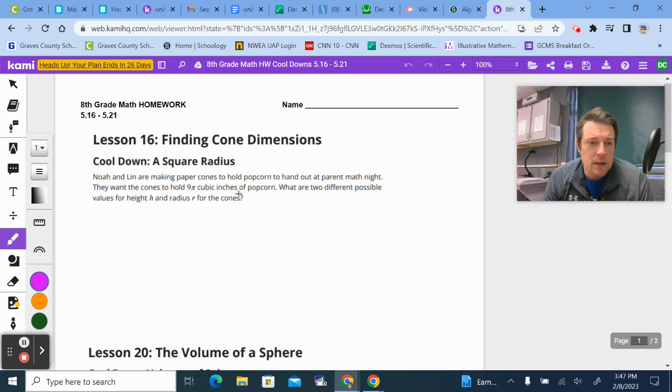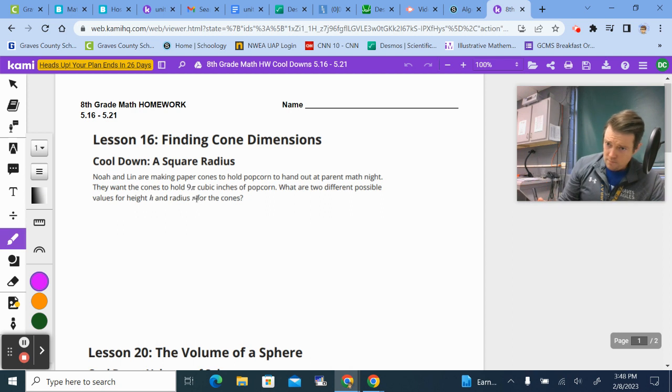Let's knock this thing out. Noah and Lynn are making paper cones to hold popcorn to hand out at parent math night. They want the cones to hold 9 pi cubic inches of popcorn. What are two different possible values for the height h and radius r for these cones?